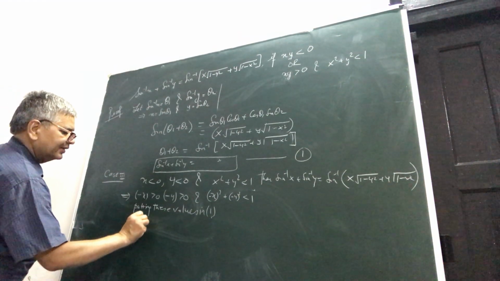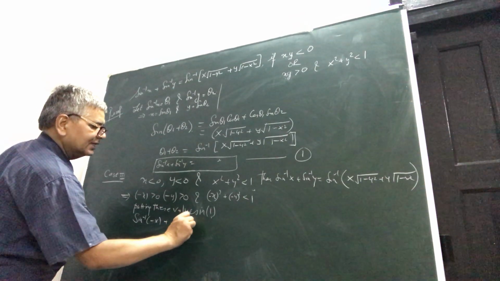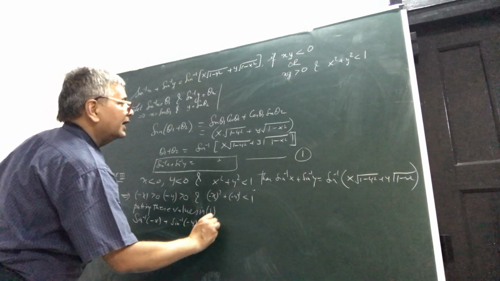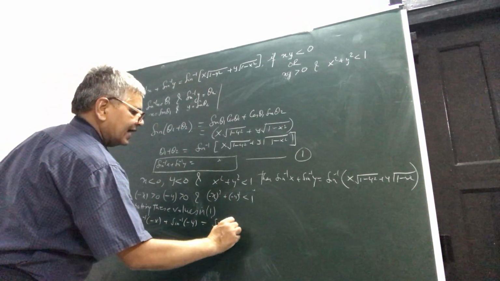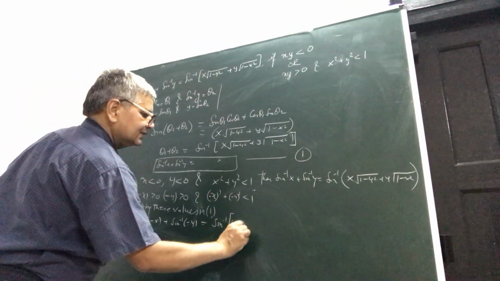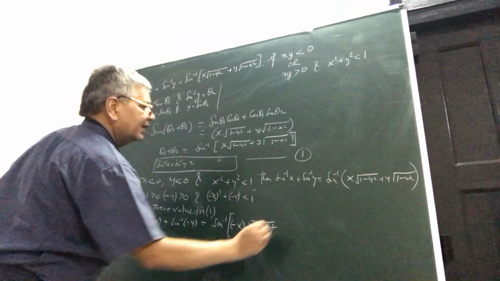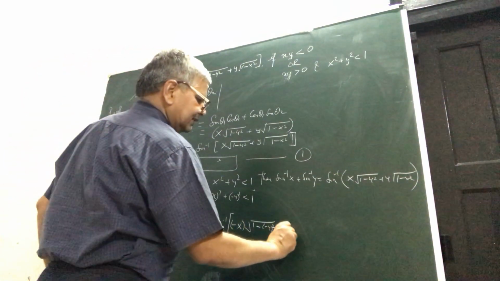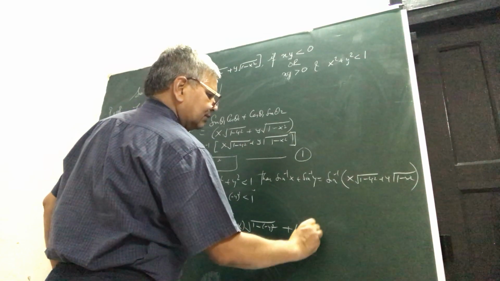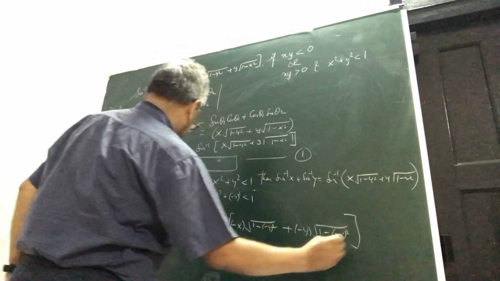Okay, let me write it. Sine inverse minus x plus sine inverse minus y is equal to what? Sine inverse of x, where x is minus x. Here, please see. Minus x under root 1 minus y square, plus y is what? Minus y under root 1 minus x whole square. Isn't it? So what is it?